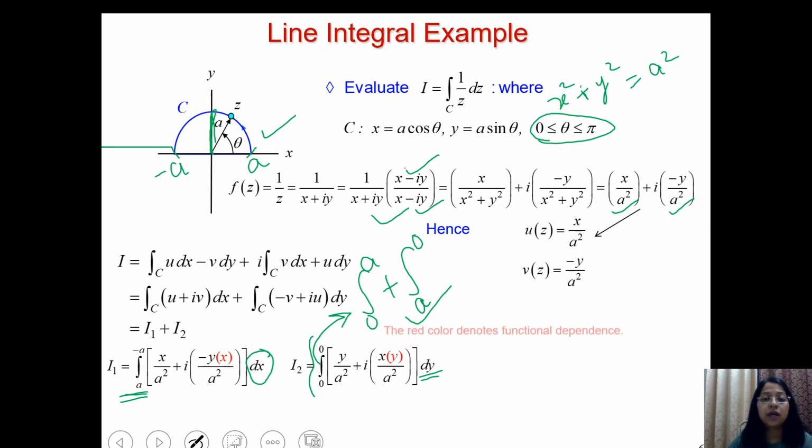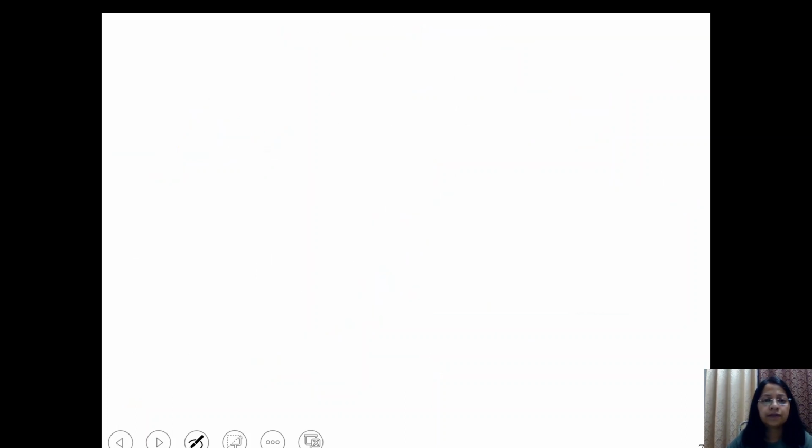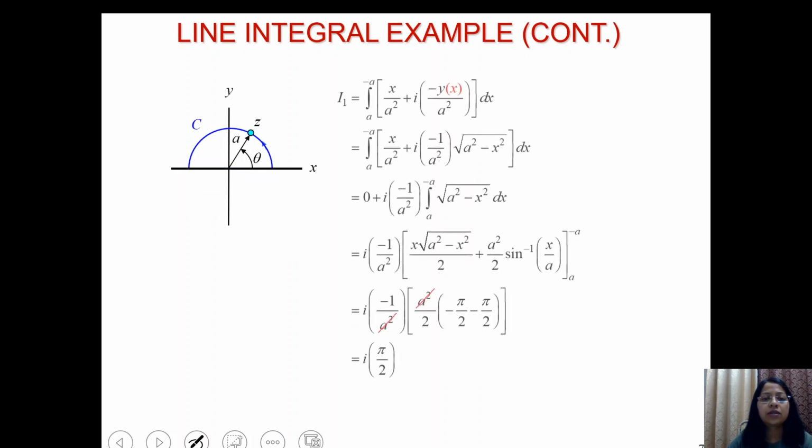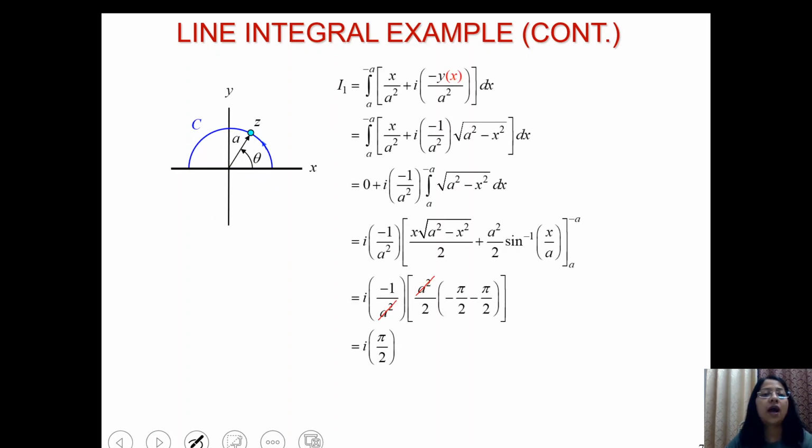So we will be solving by breaking the single integral I2 in terms of two integrations. Okay, let's have a look at the solution. So line integral, okay, this question is to be continued. So first integral I1 is a to minus a. So here we have substituted the values.